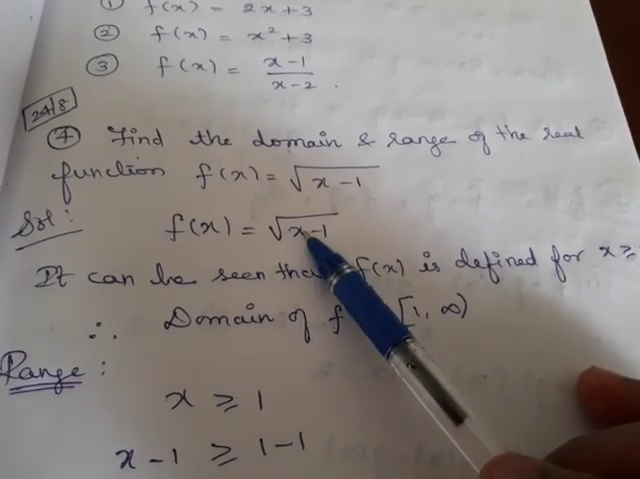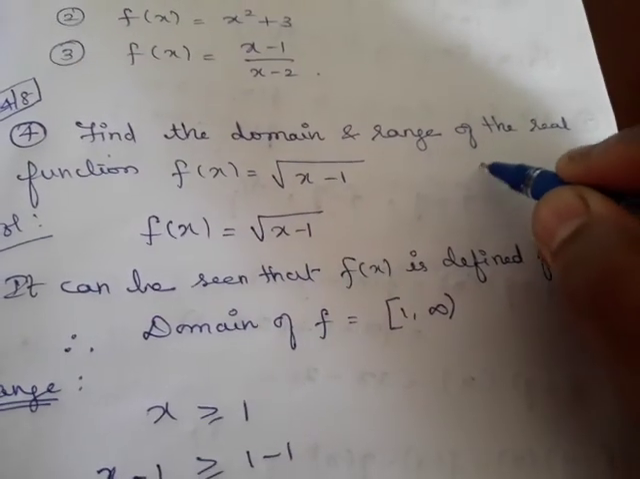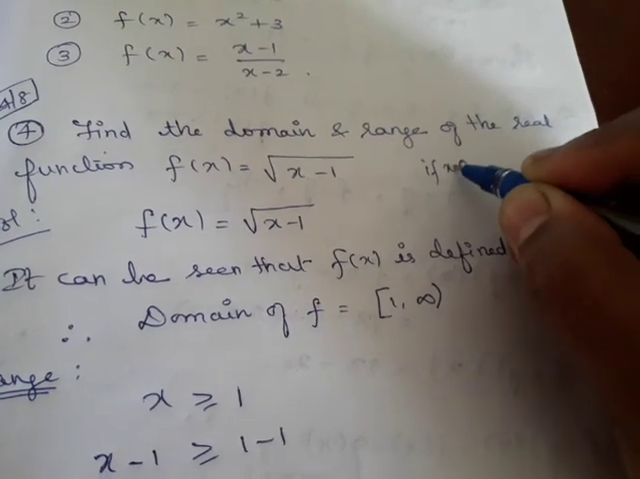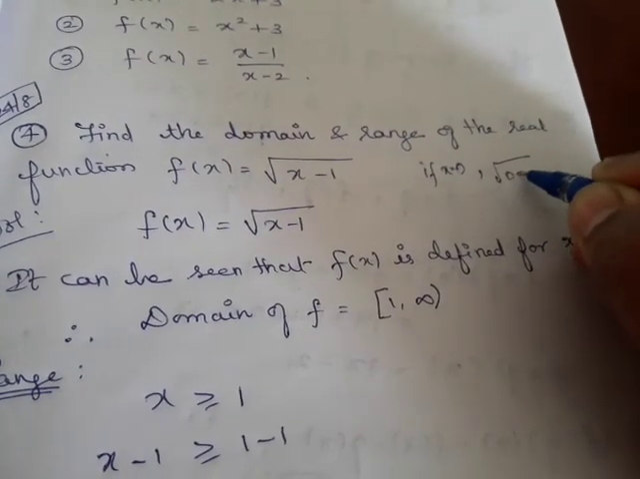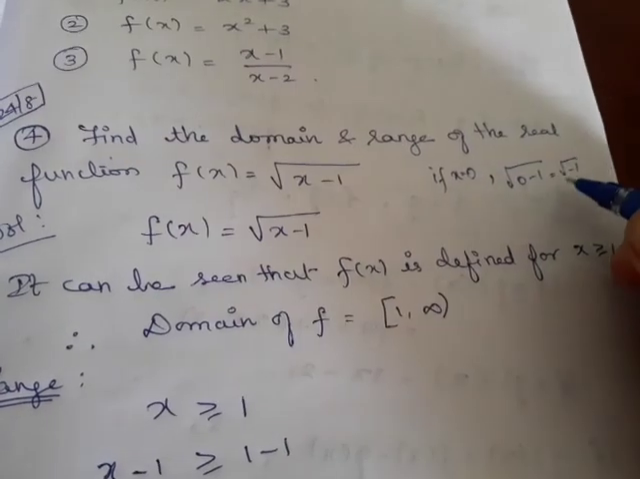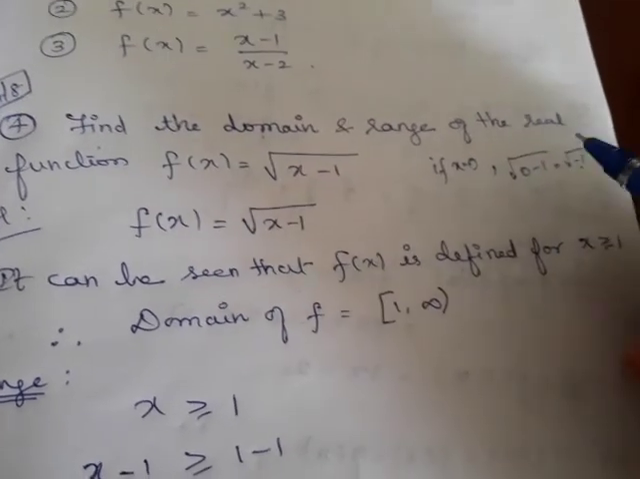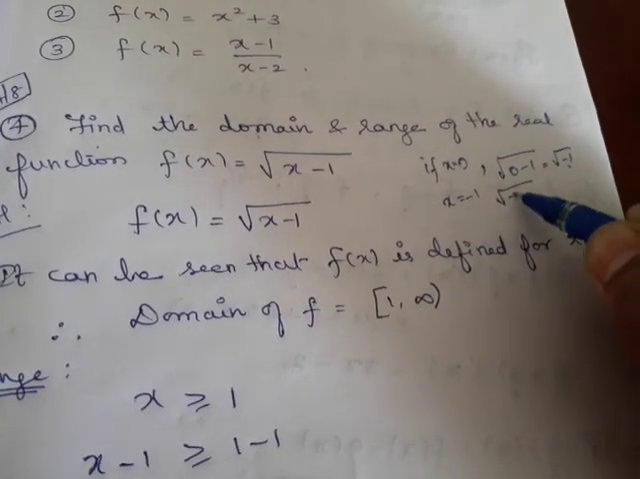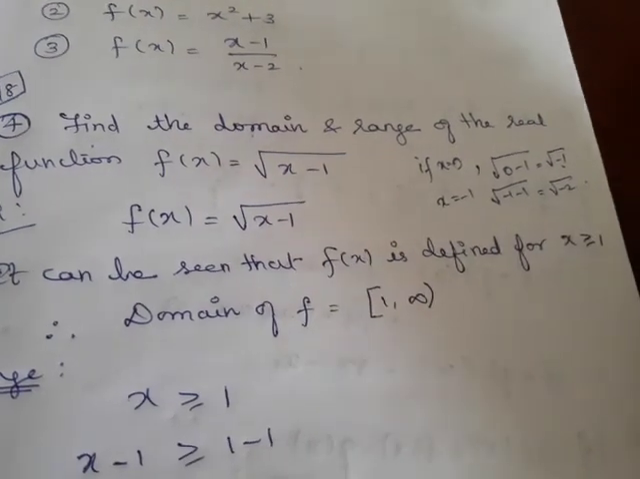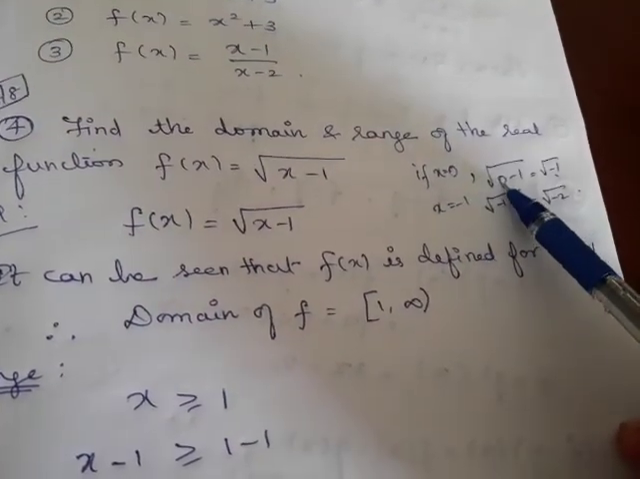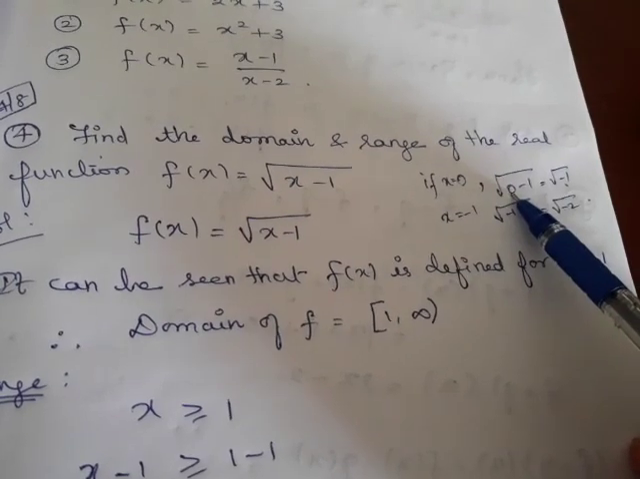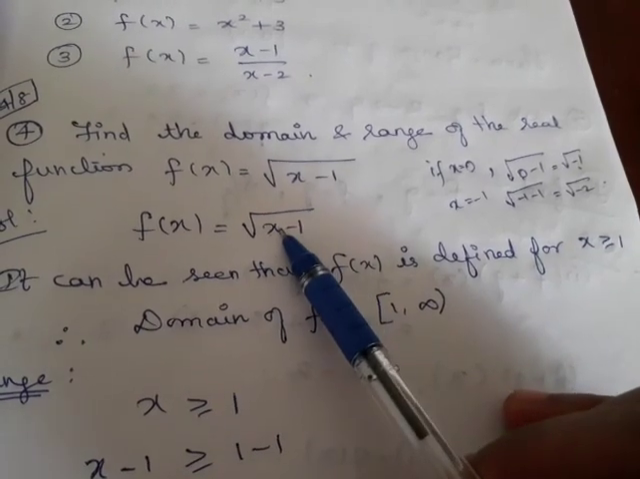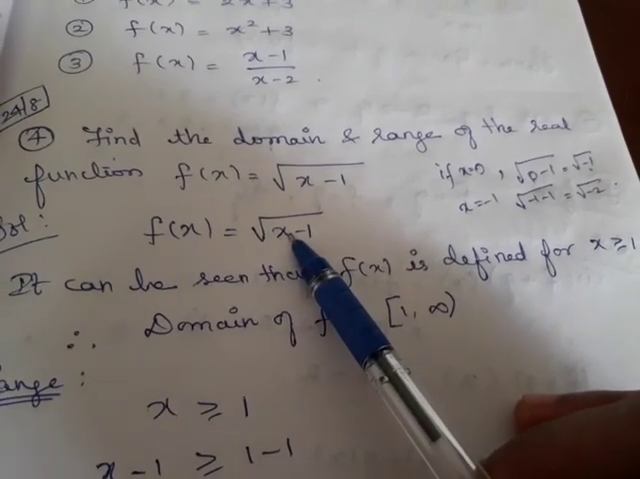If I take a negative number, what will happen? If I take the value of x as 0, what will happen to this value? Square root of 0 minus 1, which is root of minus 1. So I am getting a negative number inside the square root. Similarly, if I take x equals minus 1, it will become square root of minus 2. So x can take only values from 1 to infinity. If it is any number greater than 1, and I subtract 1, I am going to get only a positive value here, right?